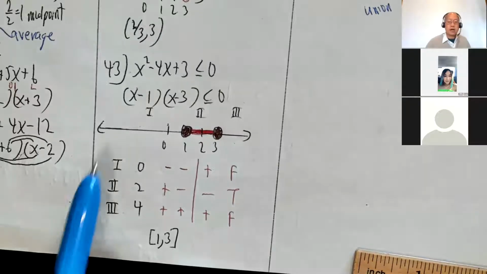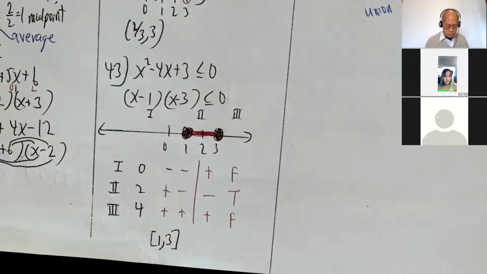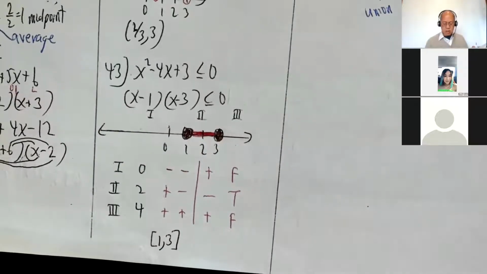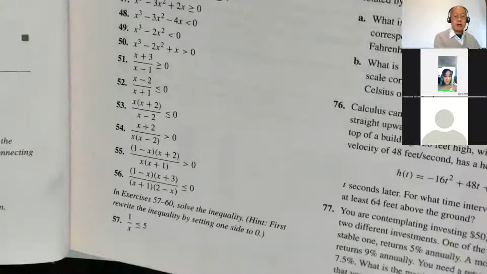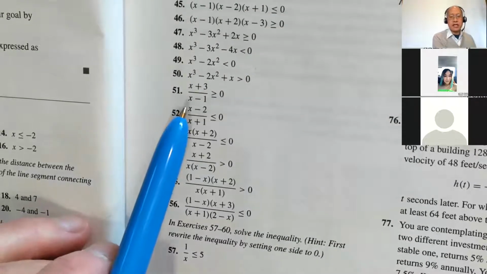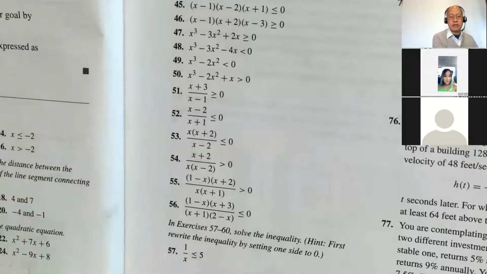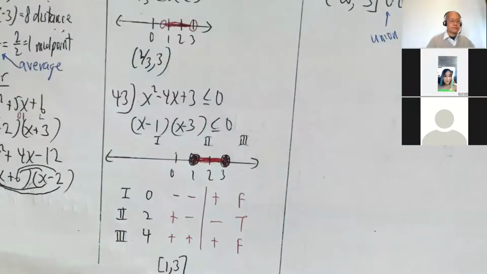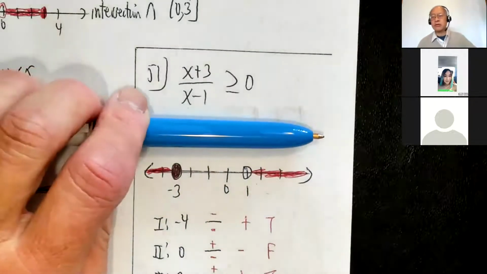Okay, so that's the essence of how to do a problem like this. I'll show you more. There are some much harder ones. So what do I do if there's a fraction? A lot of it's the same, but a lot of it isn't the same. x plus 3 over x minus 1 is greater than or equal to 0.